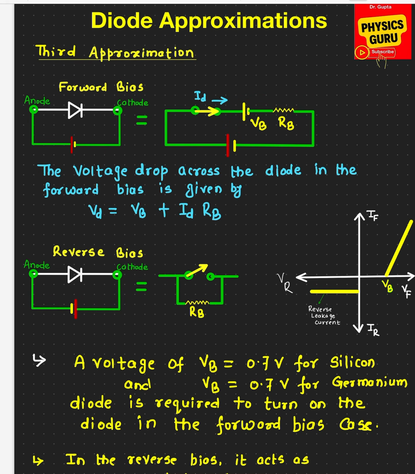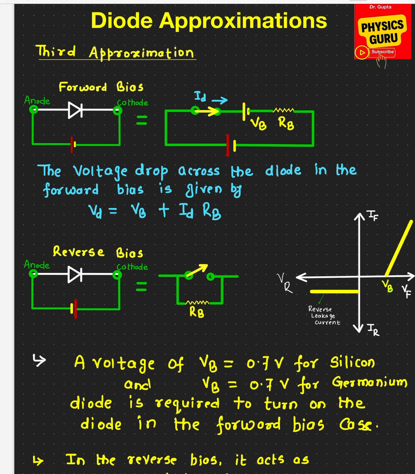And this is the real picture of the diode. Any diode, if you look, behaves exactly as the third approximation. That means it does have a certain voltage drop plus it does have a resistance that we call the bulk resistance. And if it is connected across the battery, then the current in the circuit can be given by this equation.